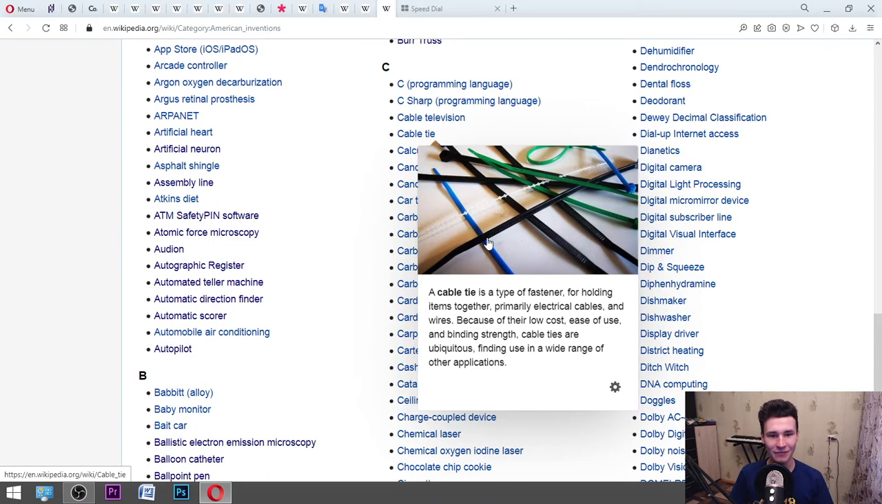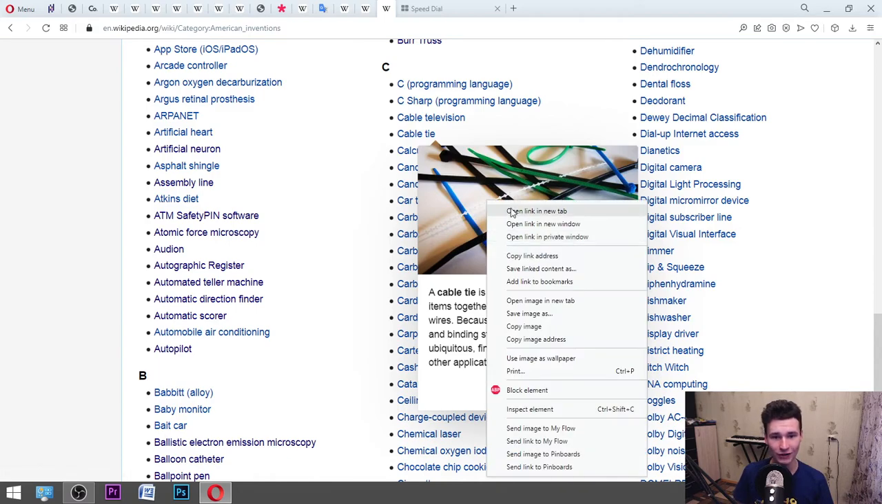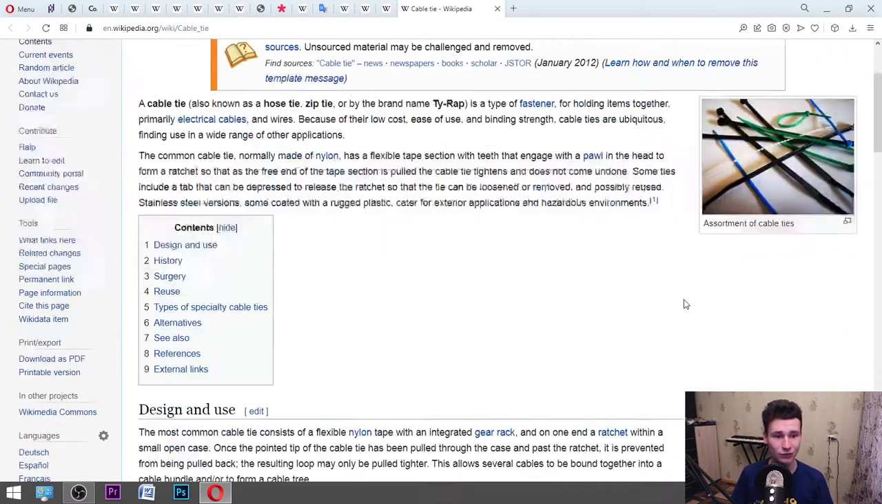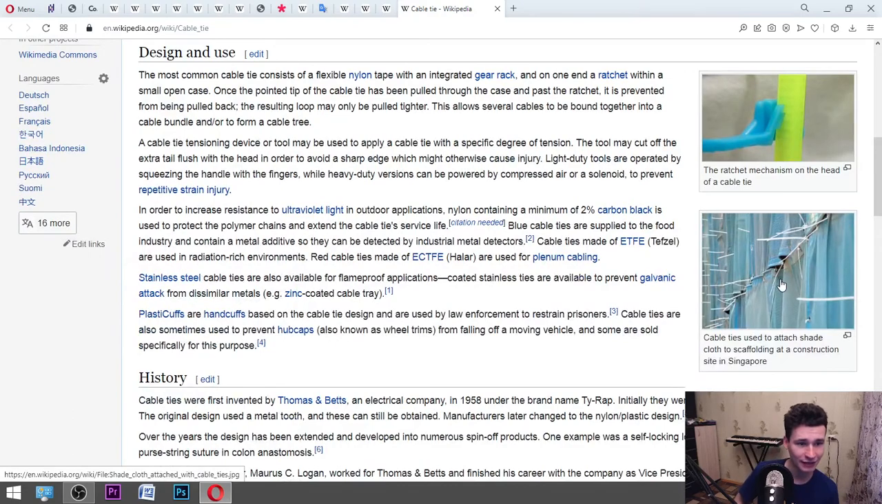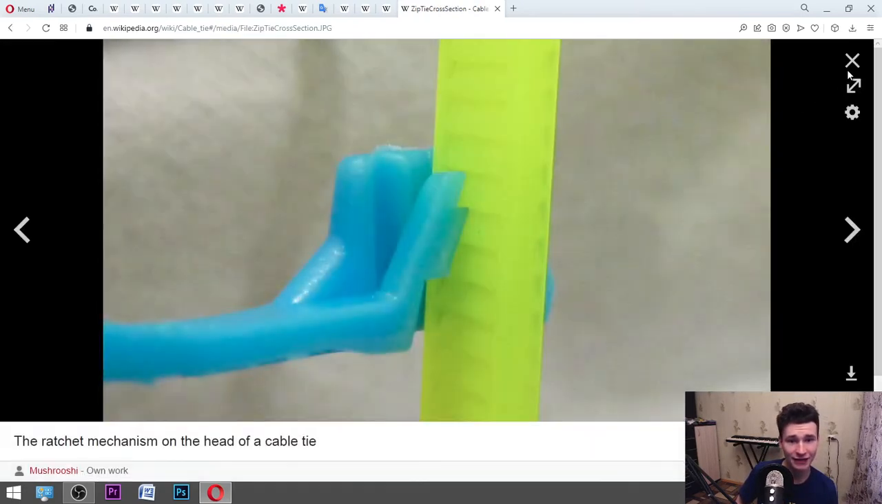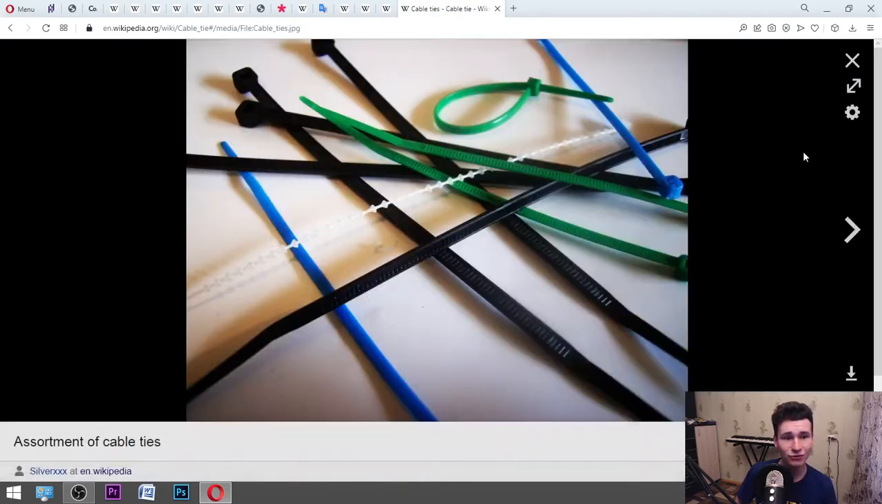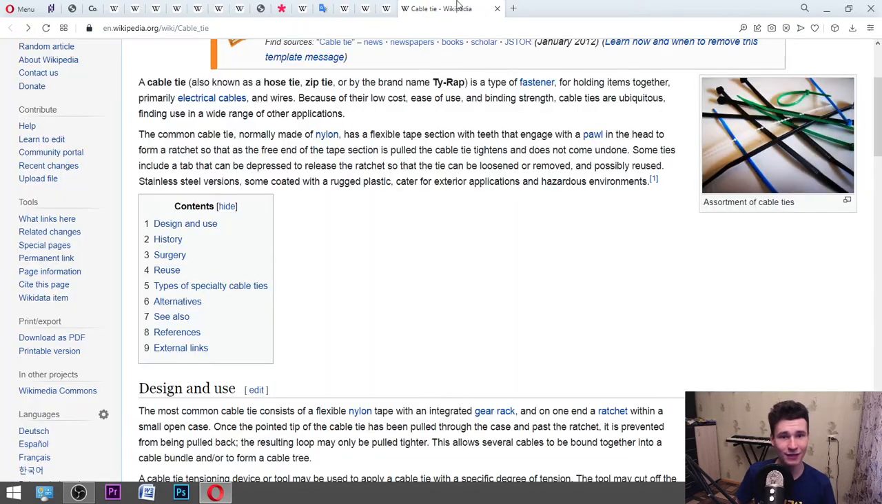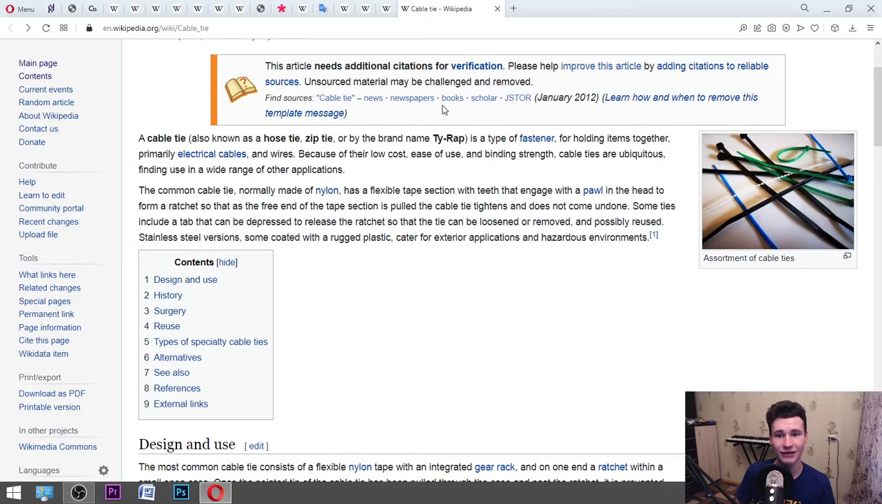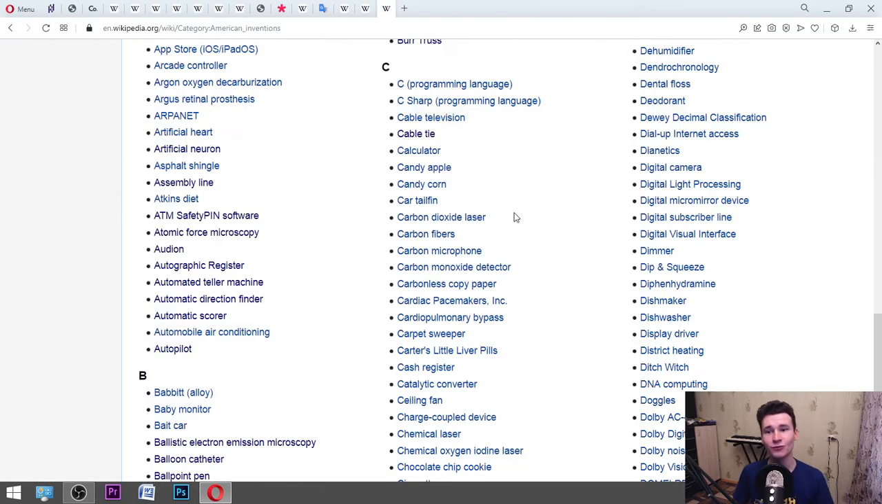Cable tie is a type of fastener for holding items together, primarily electrical cables and wires. Let's open it. I think I used it someday. And yes, exactly, I used it at my university. We had these clippers, kind of. It is also called a hose tie, tie wrap, and zip tie. And we used it, do you know where? Where you have a billboard or a banner at an event.